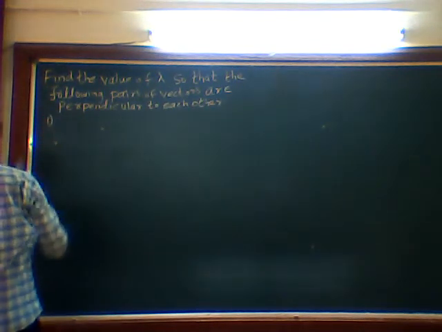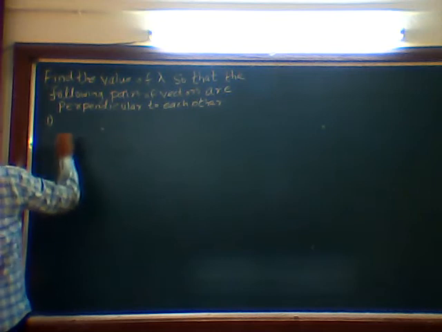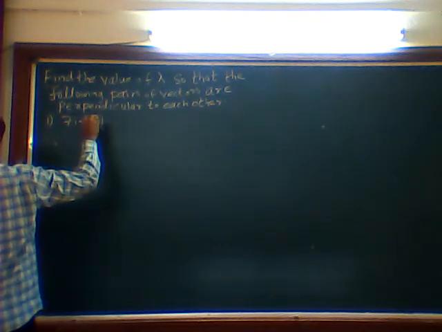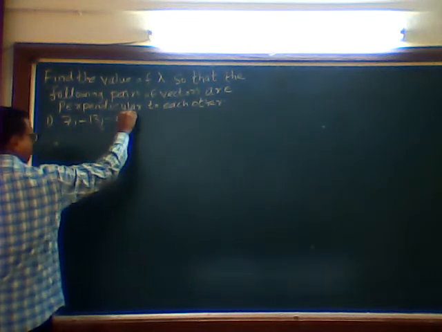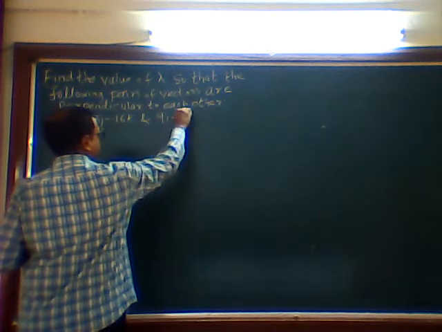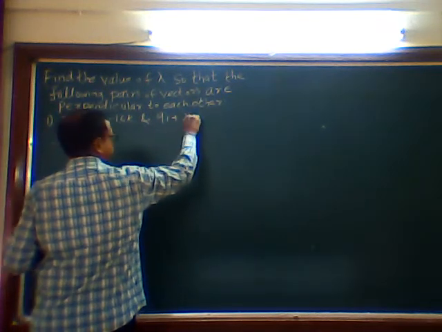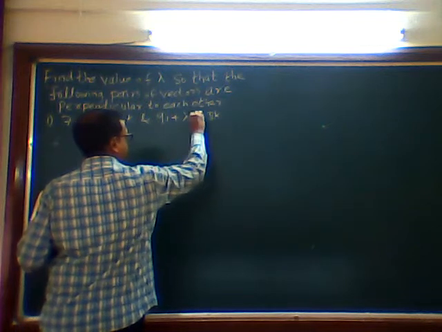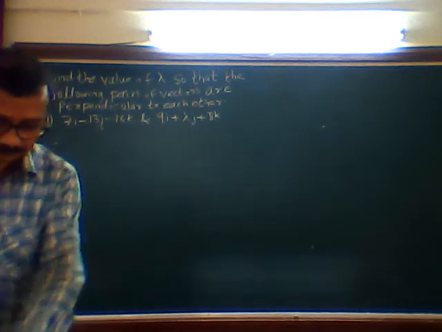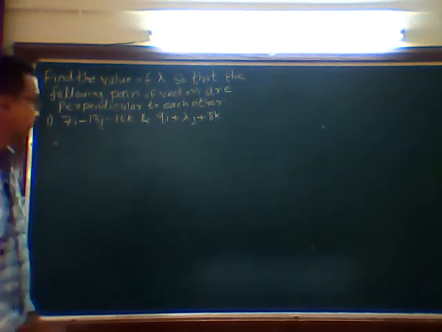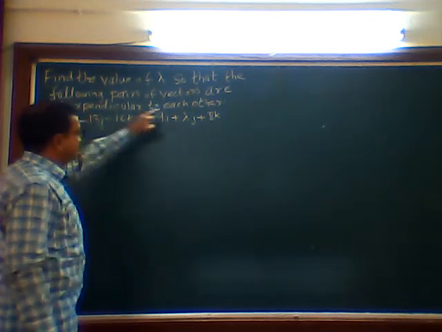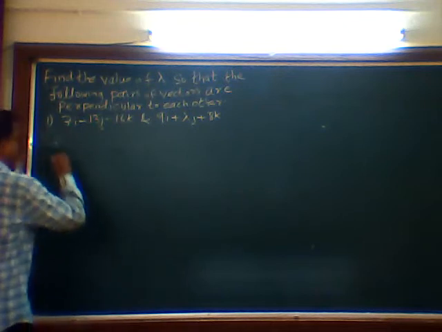Okay, in that first column, 7i minus 13j minus 16k and 9i plus lambda j plus 8k. Okay, so this is the main question. Find the value of lambda so that the following pairs of vectors are perpendicular to each other. Okay, and this is the problem.